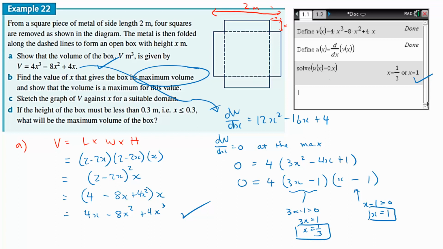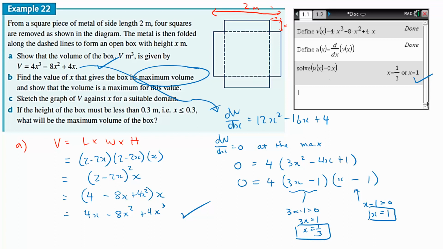So you answered the question. You got a third and 1. But what does that mean? I got x equals a third, x equals 1. What's the point of doing that? I finally got x. So what's 1/3 and 1 tell me? What's 1/3 and 1 tell me again?